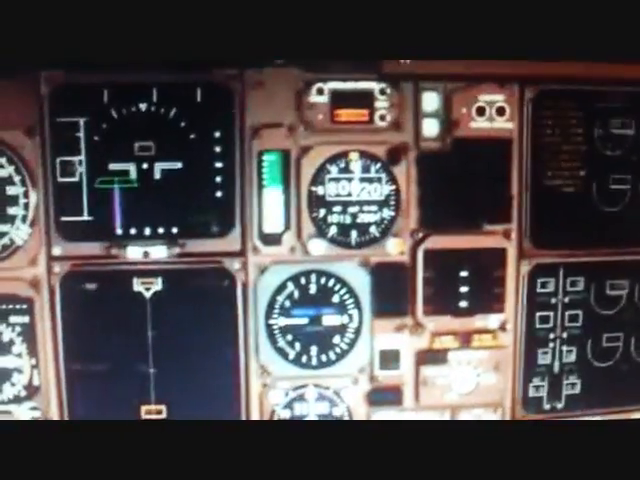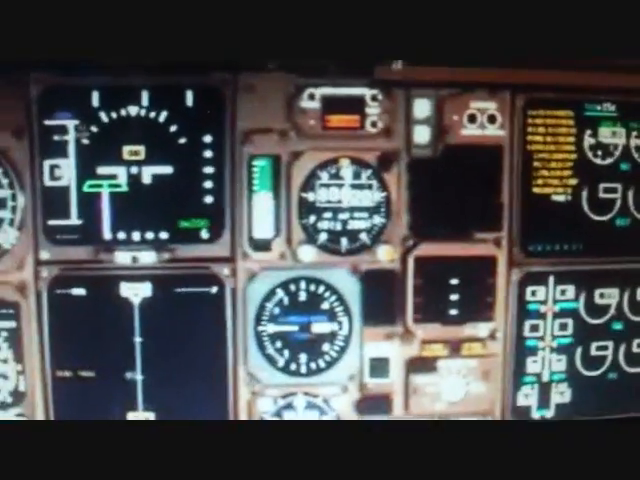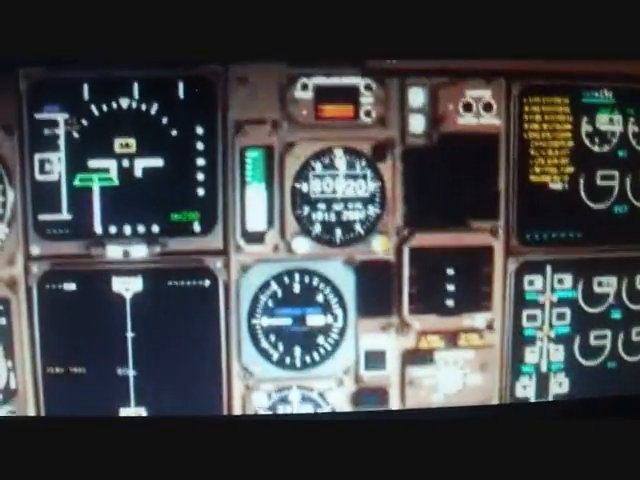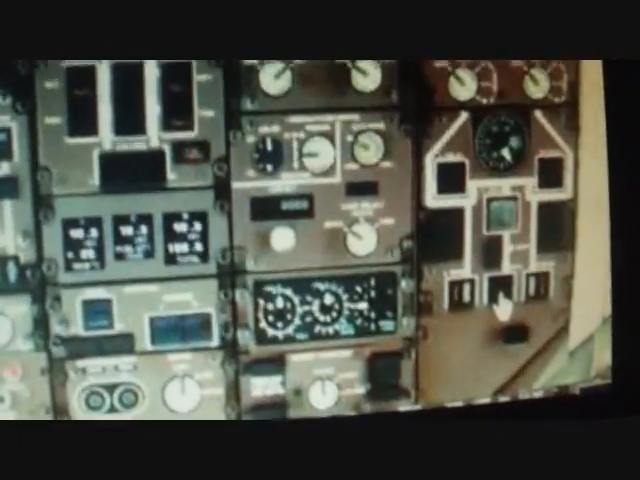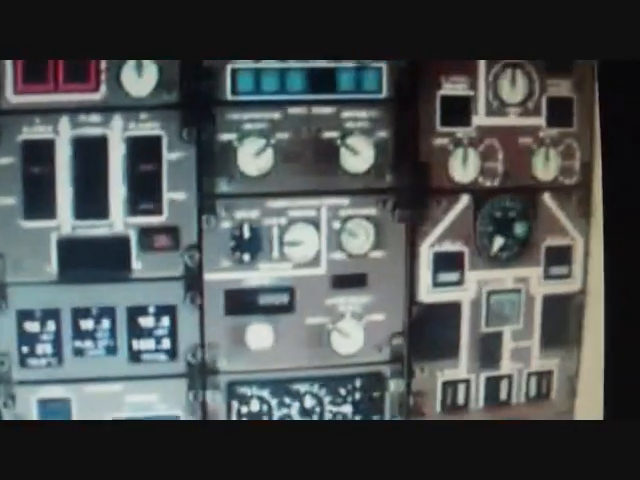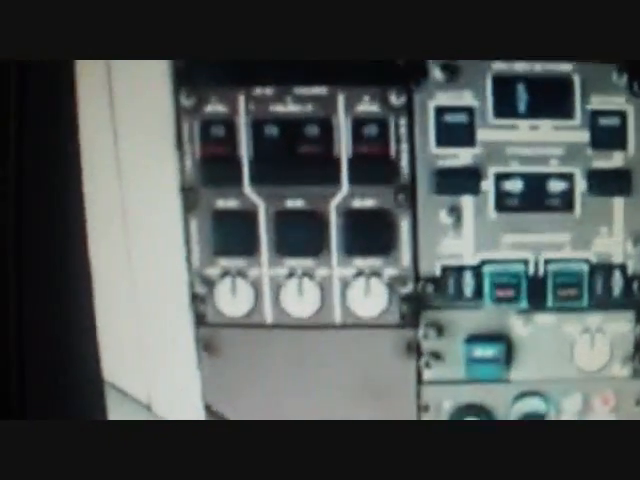Alright, the APU generator has kicked in and all this instrumentation pops up. Now we go back to the overhead, open the APU bleed valve, open up two pack valves, and I turned on the packs even though you don't really need to, just to show what it looks like. The hydraulics are turned on just to show what it looks like because you really don't need them on, except the engine driven pumps.